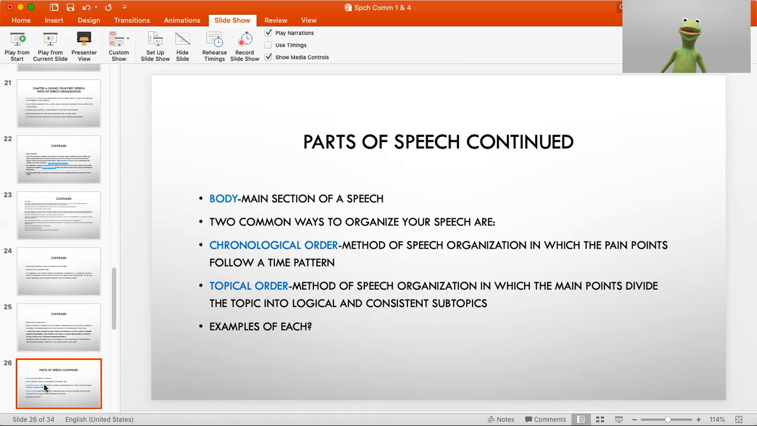It's just something that makes sense, that's logical, and that is easier for your audience as you're speaking to follow that flow. There are a lot more methods of organization, and we'll be covering those more in detail as we move along, but these are the most common methods.